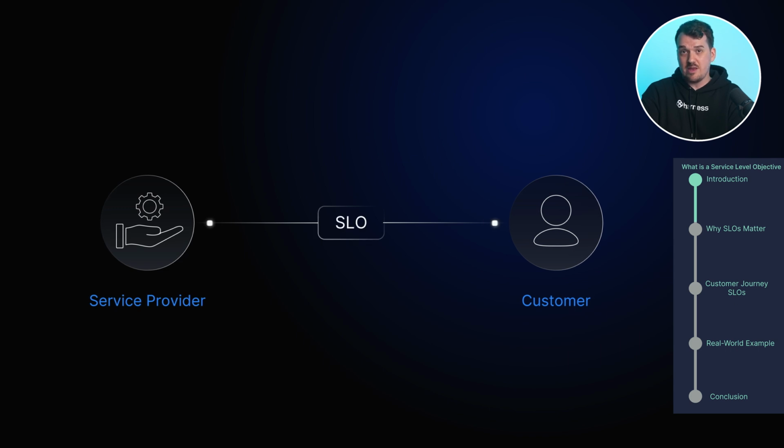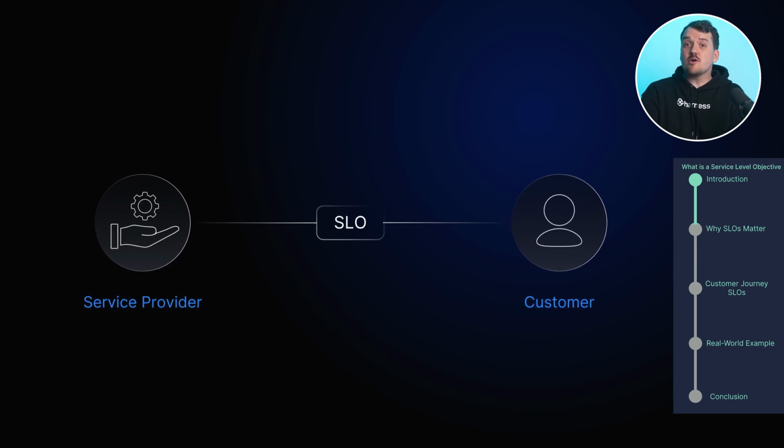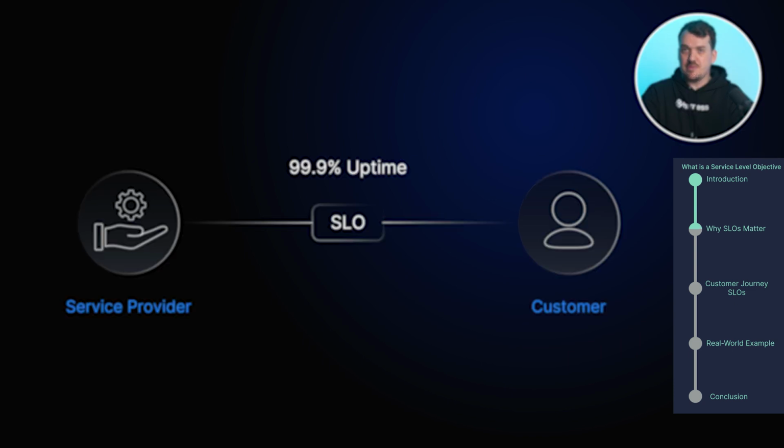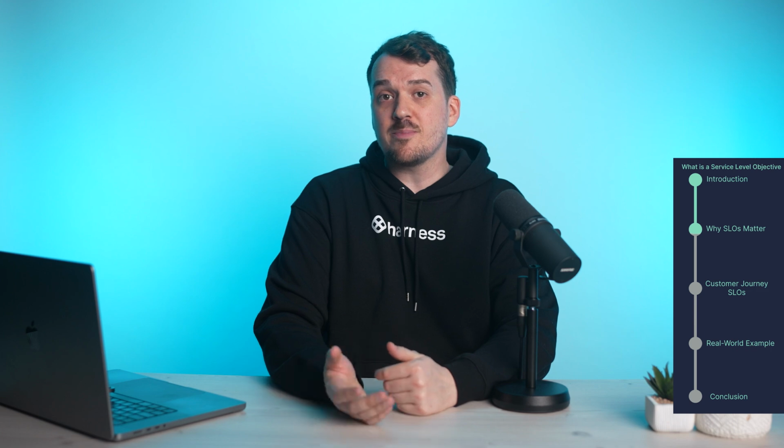SLOs help bridge the gap between service providers and customers by defining what's considered an acceptable level of service quality. For example, an SLO for a web app might specify 99.9% uptime over a given month. This helps align everyone's expectations and sets a benchmark for ongoing performance.